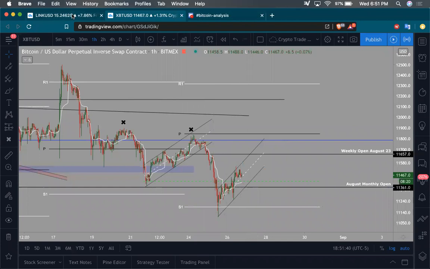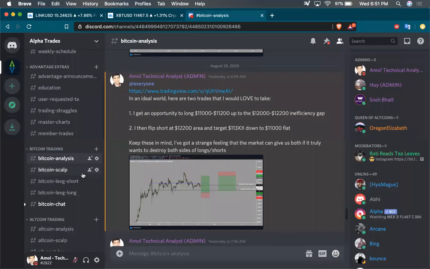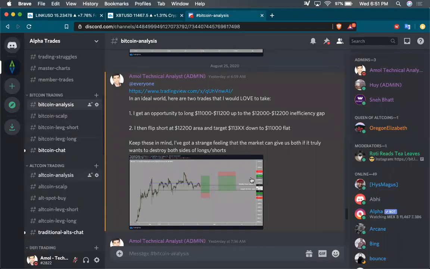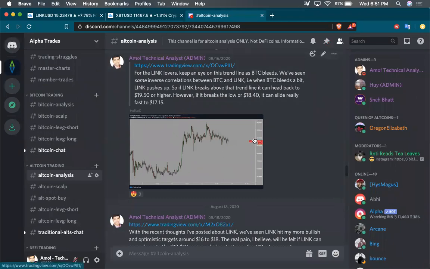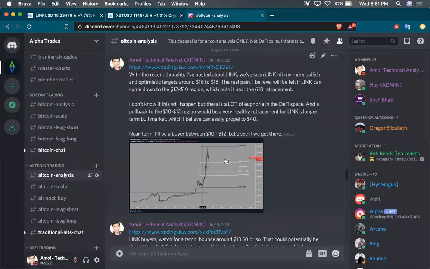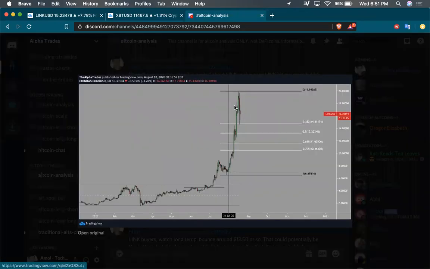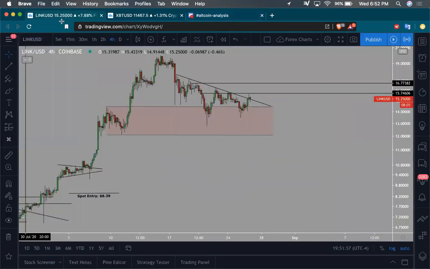The second trade that went pretty well is Link. We've been outlining Link for a little while. I've been talking about Link for a little bit. I stated that some of my more bullish or optimistic targets were about $16 to $18. Obviously, Link overshot that and went all the way parabolic into the $19 range.